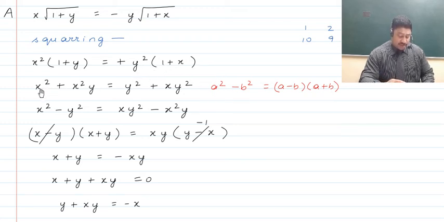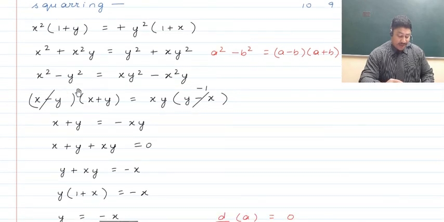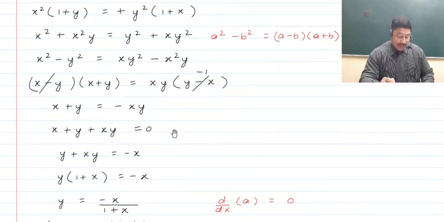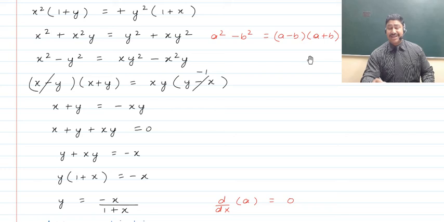Now we keep the terms which are with one variable, that is x square and y square, to one side, and the other terms are taken to the other side. So we have x square minus y square, which becomes equal to x y square minus x square y. Now the first term on the left hand side, and the second term form a duo which can be written as a square minus b square, which is a minus b times a plus b, which you studied in algebraic identities in junior classes.